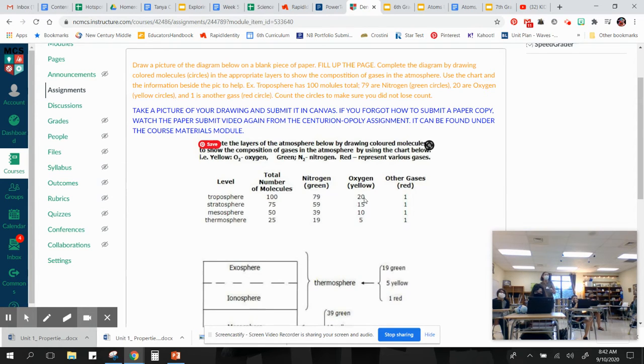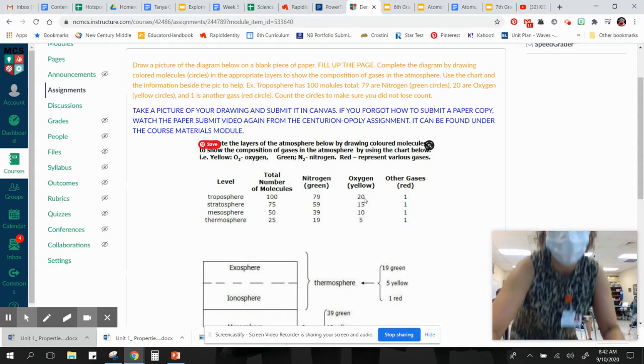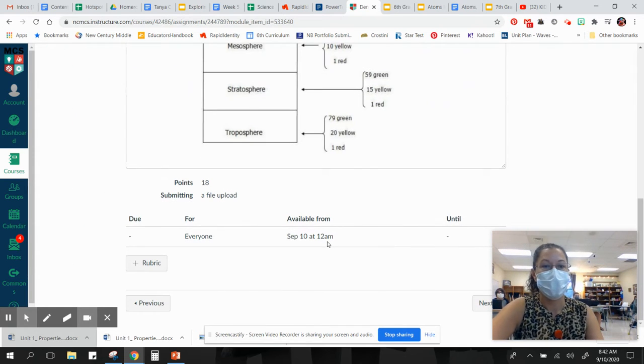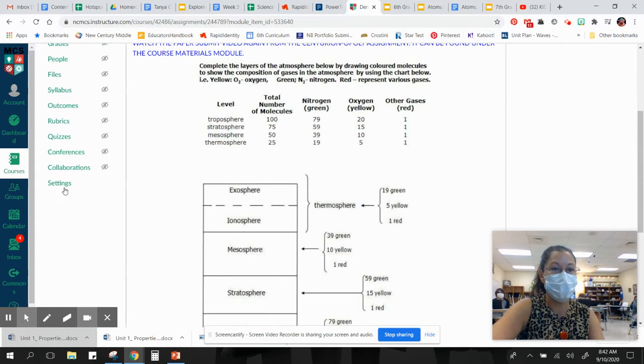Then you are going to take a picture of your drawing and submit it in Canvas. Do you remember how to take a picture with your Chromebook and how to submit? You don't. Okay, let me go over how to take a picture and submit. Okay, I need to get into student view.